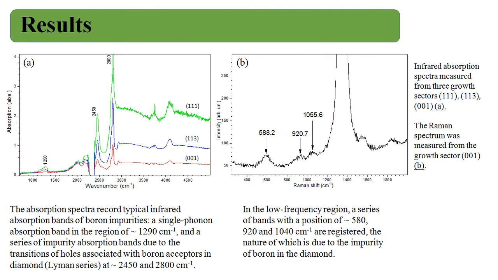The absorption spectra record typical infrared absorption bands of boron impurities: a single phonon absorption band in the region of 1290 inverse centimeters, and a series of impurity absorption bands due to the transition of holes associated with boron acceptors in diamond, the Lyman series, at 2450 and 2800 inverse centimeters. In the low frequency region, a series of bands with positions of 580, 920, and 1040 inverse centimeters are registered, the nature of which is due to the impurity of boron in the diamond.